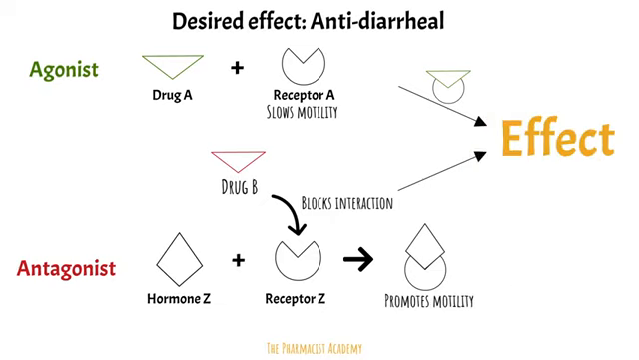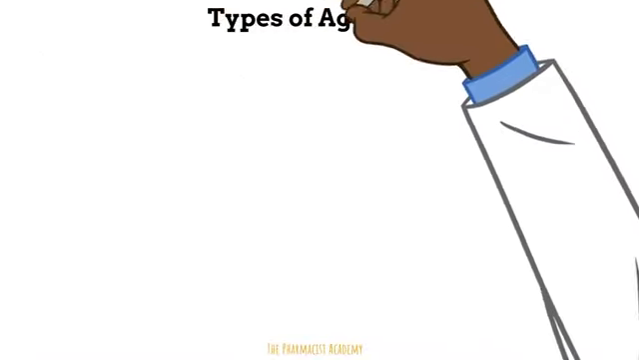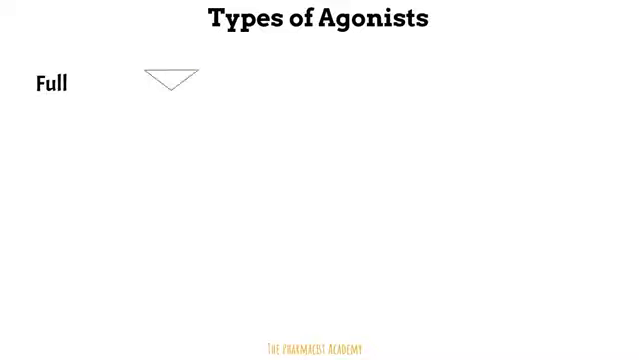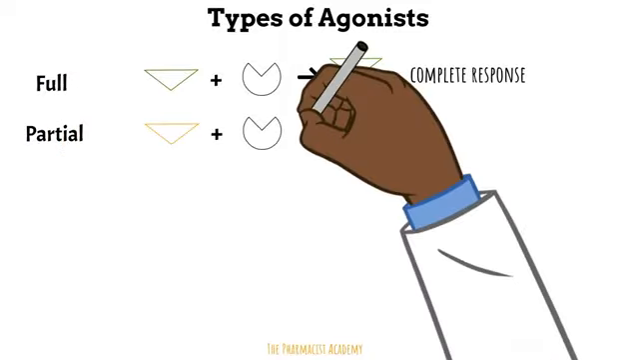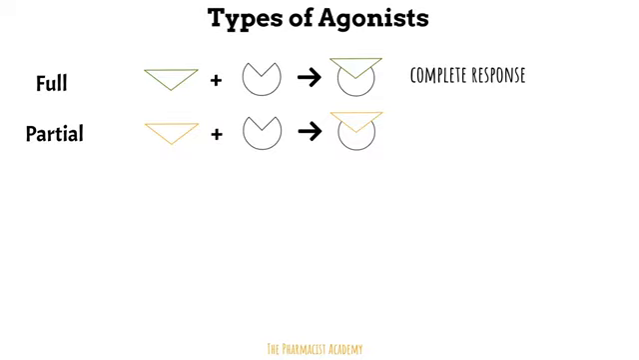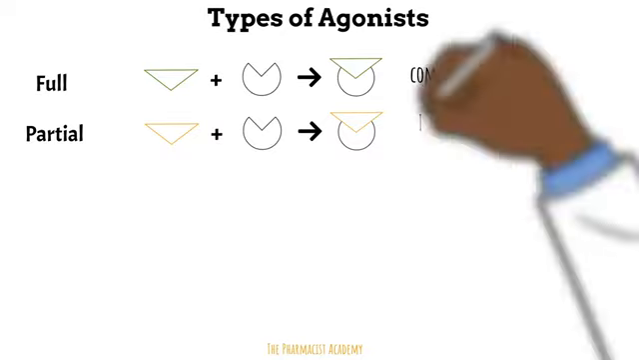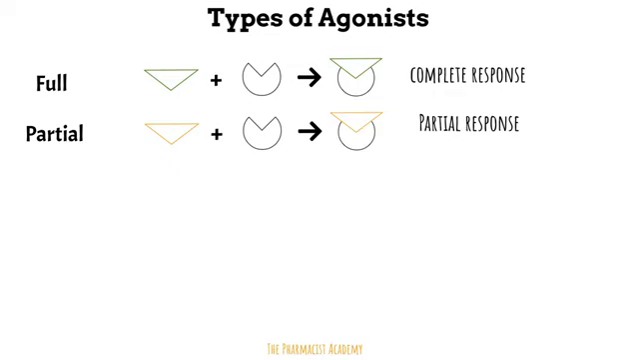This is the general mechanism for most agonists and antagonists, but there are other types of agonists and antagonists that behave slightly differently. Let's learn more about them. Full agonists are drugs that bind to the receptor and lead to a full complete response. Partial agonists are drugs that bind to the receptor but are unable to induce a maximal activation of the receptor, so it's only a partial response.